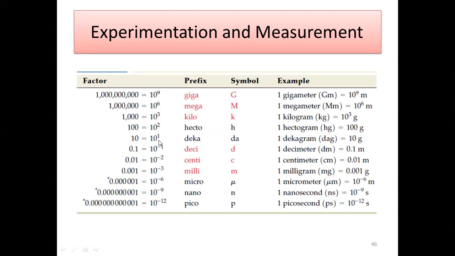And now we are moving upward and moving downward. So first I'm going to move upward. Let's suppose if you increase one more zero, it would be the 100.